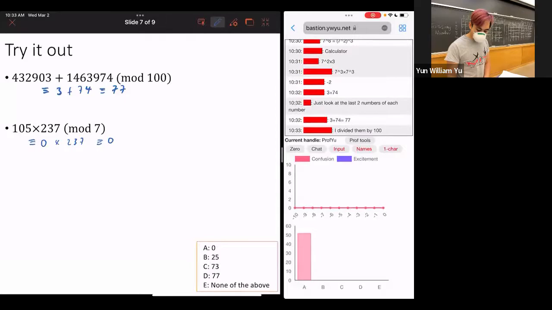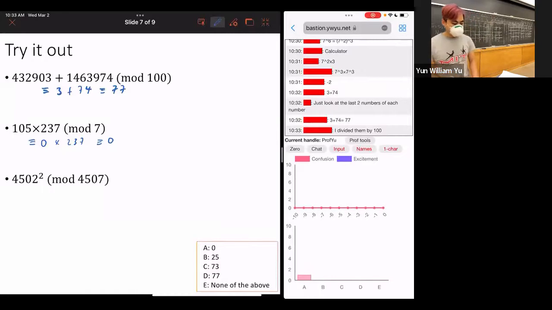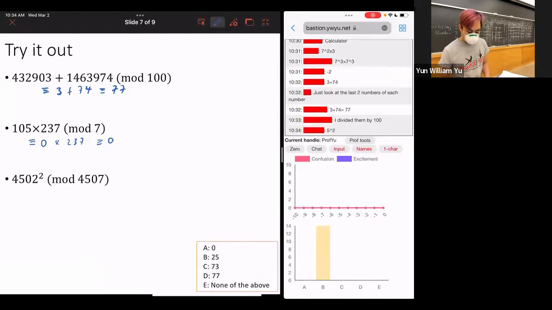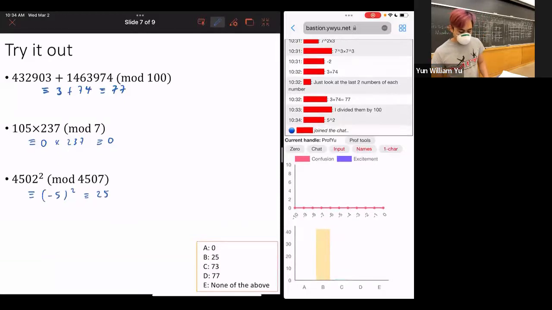And let's do this next one. What about this? 4,502 squared mod 4,507. Yep, it's just 5 squared. So this is equivalent, or rather it's minus 5 squared, but this is equivalent to 25. Okay, great. So what about this one?